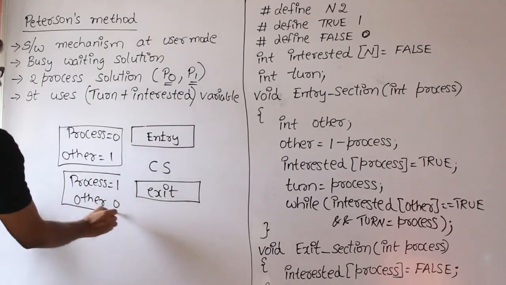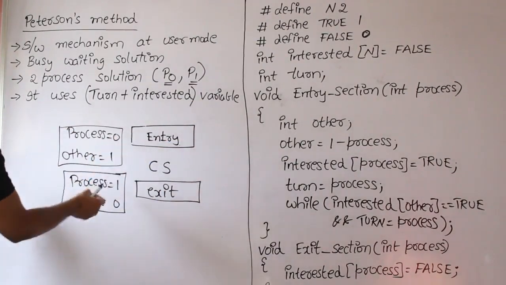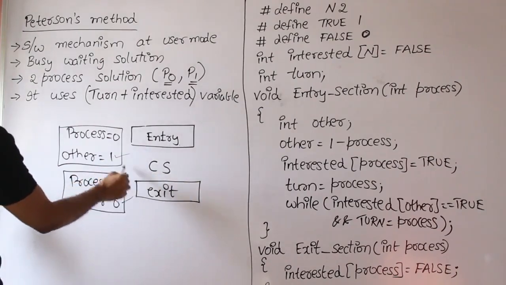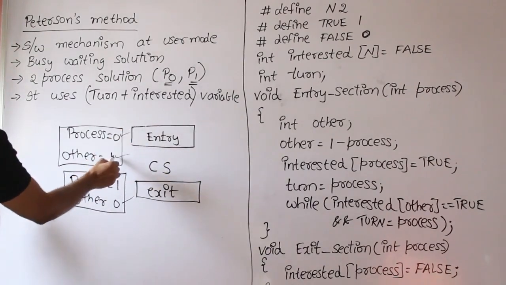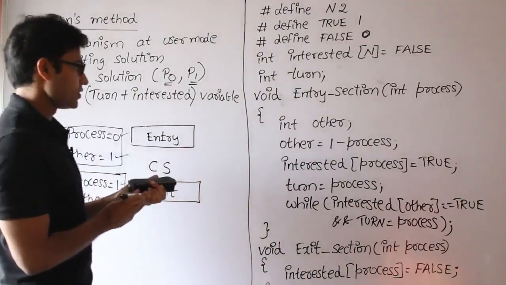Therefore, either P0 or P1, whoever calls this entry section, they will be able to figure out who the other process is, right? If 0 is calling it, then the other will be 1. If 1 is calling it, then the other will be 0, right? That is the beauty of this line.